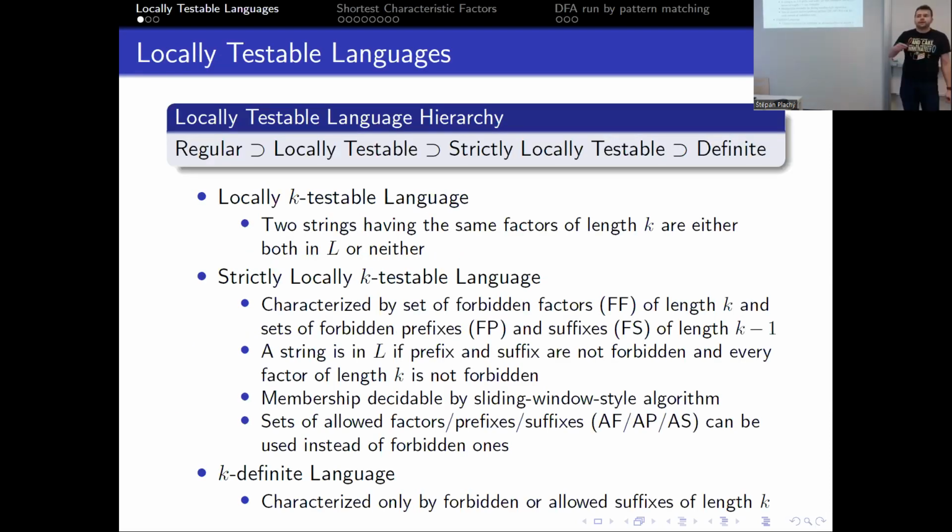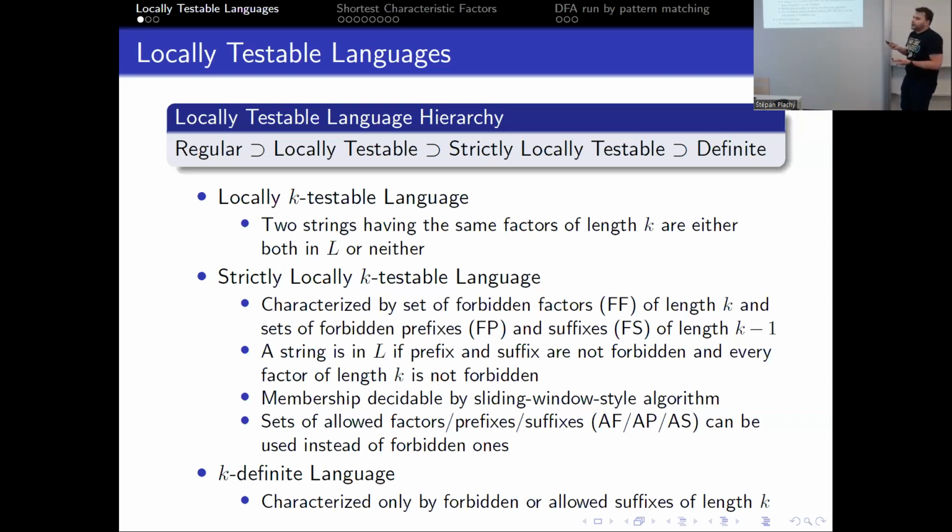They form a hierarchy that is a subset of regular languages. On the top, we have so-called locally testable languages. They will not be of much interest here. They are characterized by the fact that if two strings have the same factors of some certain length k, then they are either both in the language or neither of them. So it doesn't matter in what order something appears within the word. If they have the same factors, they are both either in the language or not.